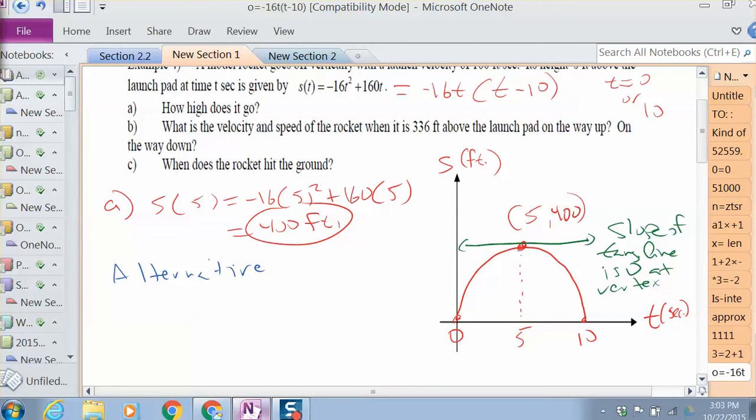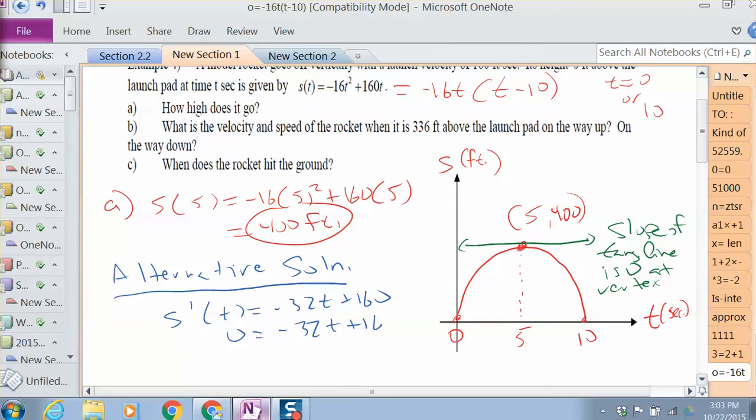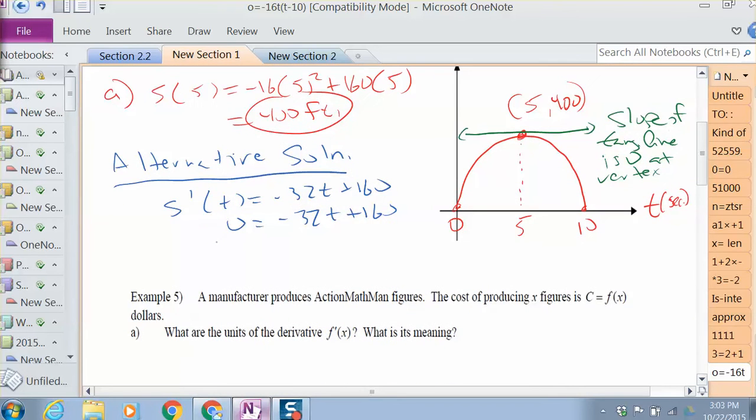Also, what if our initial height wasn't 0? Then we couldn't use quite the whole symmetry argument here. So an alternative solution is, what if I took the derivative, which will be this, and set that equal to 0. So t equals 5. And then, of course, plug it back in to get the height.